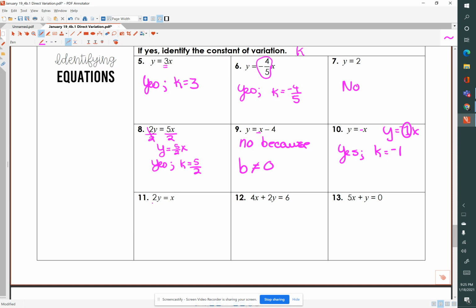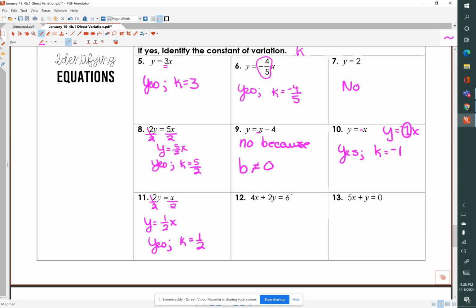So for number 11, we need to divide both sides of the equation by 2 so we can isolate y. And when we do that, we have y equals 1/2 x. So this is a direct variation, and our k equals 1/2.